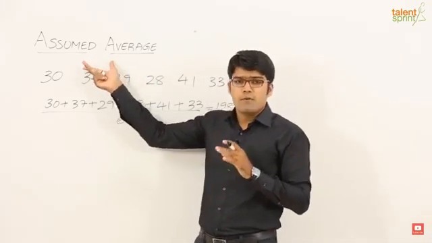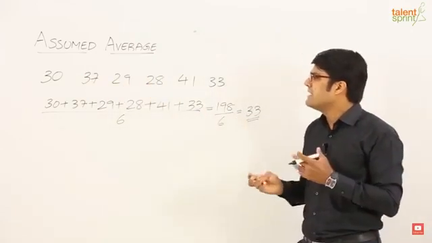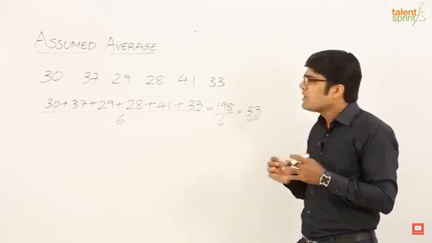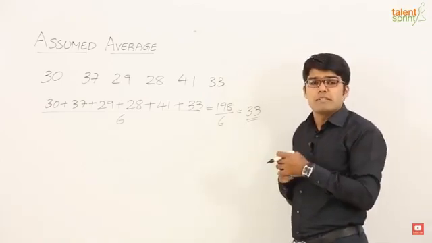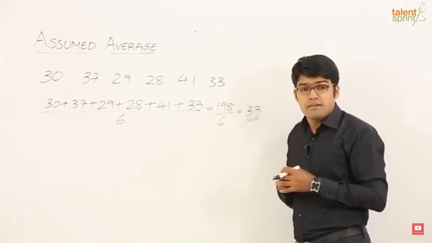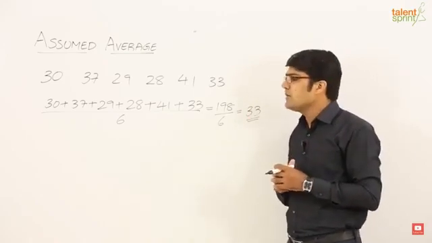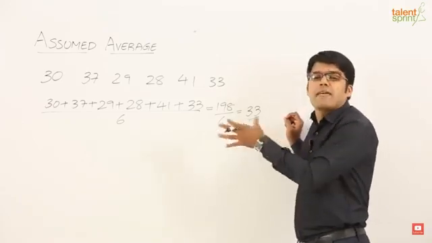Assumed average. Now if you observe the numbers given here, 30, 37, 29, 28, 41 and 33, all the numbers here are in a given range, right? These numbers are spaced closely. And in such cases, we can follow this method of assumed average and get the answer much faster. So what do we do here? Assume a value which you think can be the average of these numbers, right?